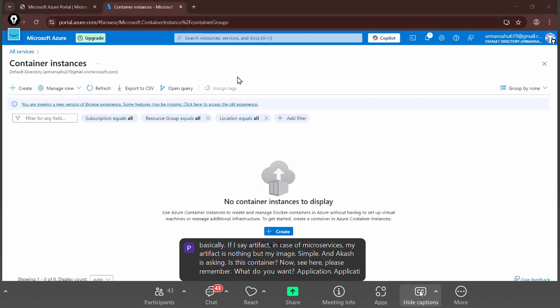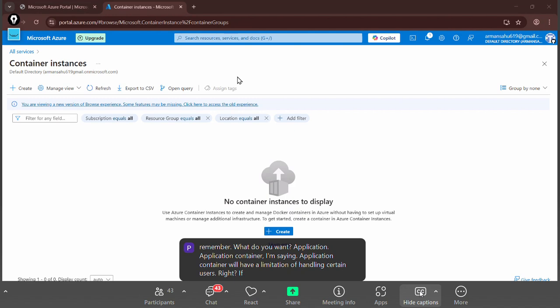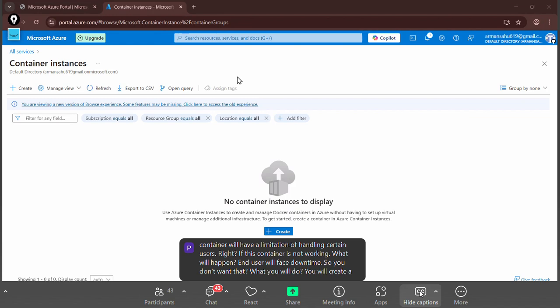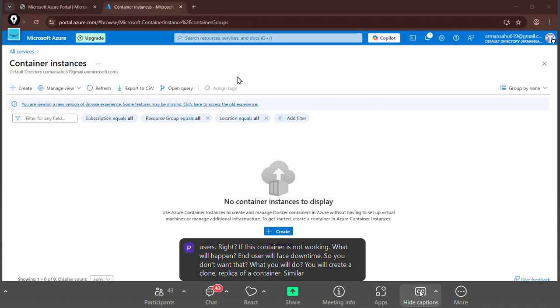Application container, I am saying, will have a limitation of handling certain users, right? If this container is not working, what will happen? End user will face downtime. So you don't want that. What you will do? You will create a clone, a replica of the container.